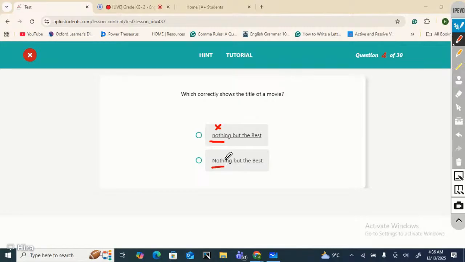This one is nothing for capitalize the first word, capitalize the last word, and the words in between. This is a short preposition, sorry, conjunction, coordinating conjunction. So, yeah, and this is the article used in between the title. So, this one is correct.